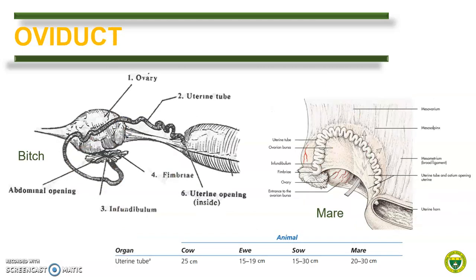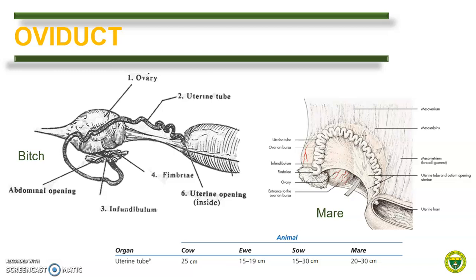As we recall, the oocyte produced by the ovary will move to the oviduct or the uterine tube. This is composed of the infundibulum, the ampulla, isthmus, and the two openings called the abdominal and the uterine ostium. There is not much difference among domestic animals with regard to the oviduct except for their length.